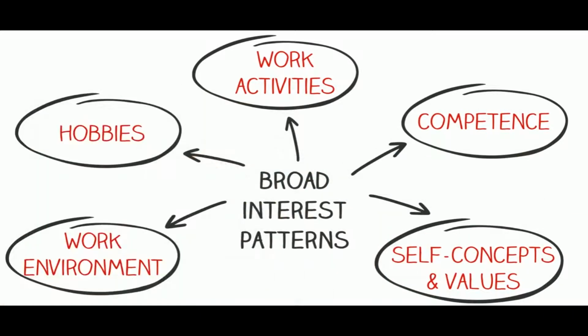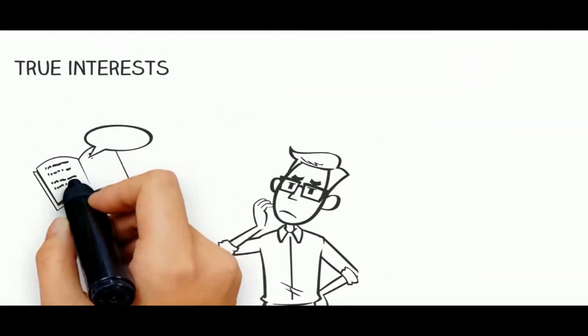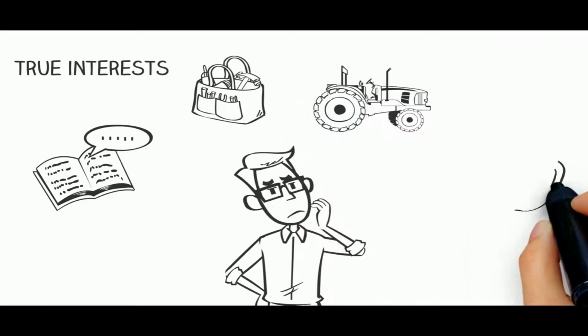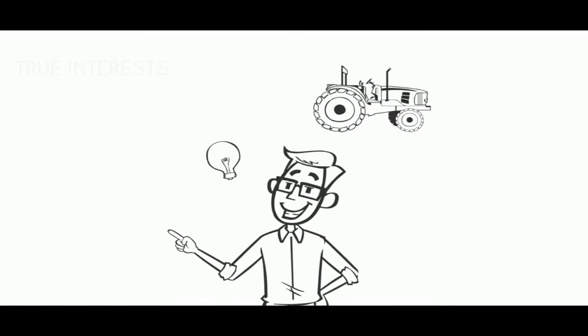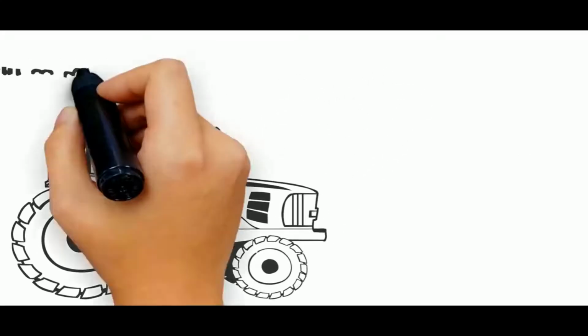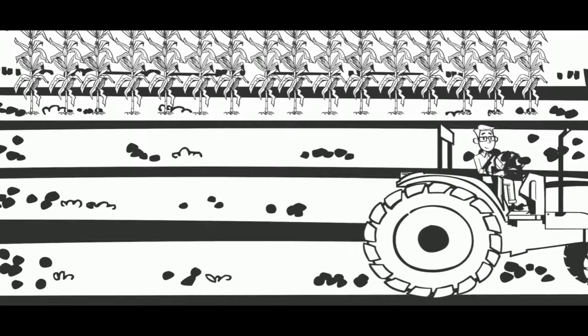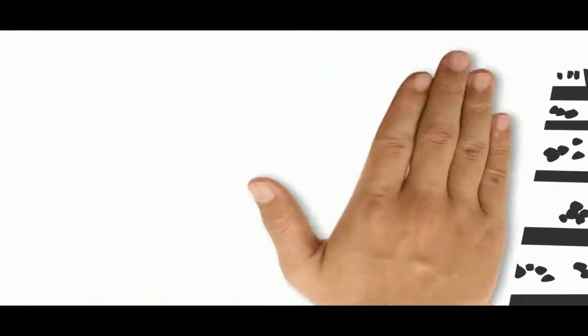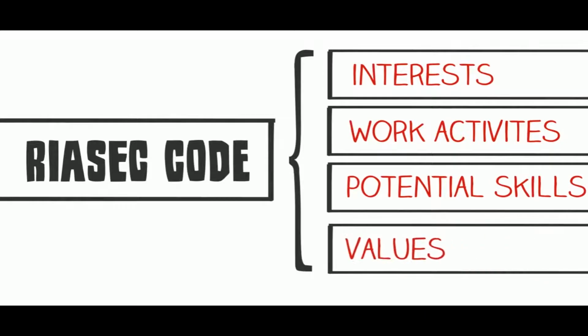The assessment empowers participants to discover their true interests so they can expand and explore various career options. It also gives insight into a person's interests so that they may have less difficulty in deciding appropriate career choices. The assessment also helps identify and pursue a career path that aligns with their interests and personality. Within the different themes, or the RIASEC code, there are different interests, work activities, potential skills, and values for each one of them.